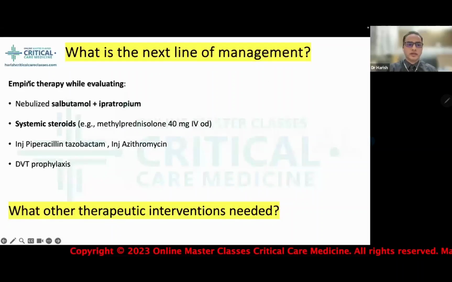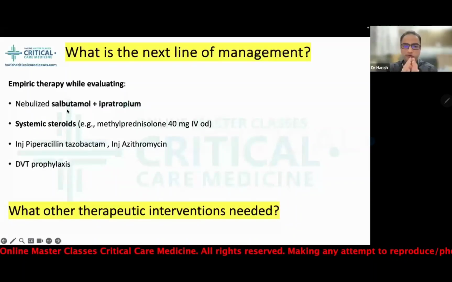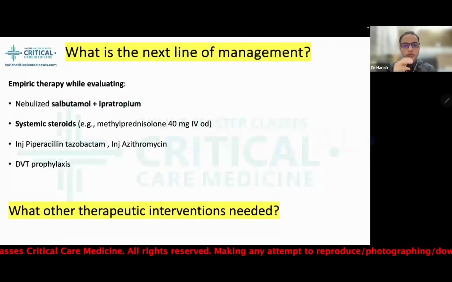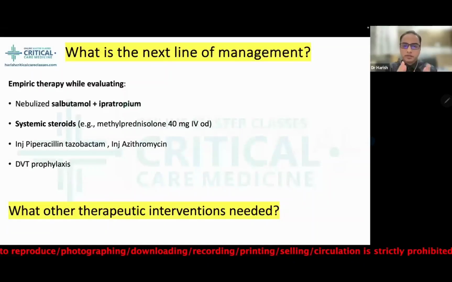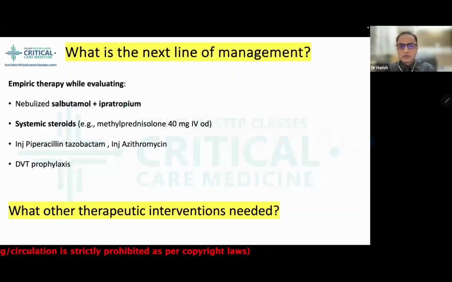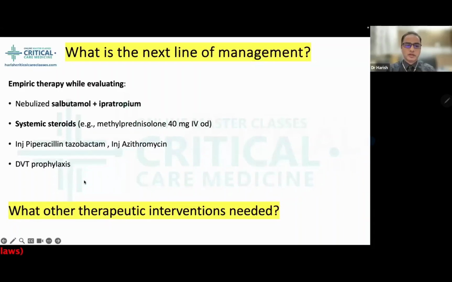So what have we done? Empirical therapy, nebulized salbutamol and ipratropium, we started in our patient. We started methylprednisolone 40 milligram IV OD. Injection piperacillin tazobactam and injection azithromycin have been started because the patient is elderly with a bad history of smoking. Because of the severity, we did risk categorization, so we targeted Pseudomonas also. We started DVT prophylaxis.